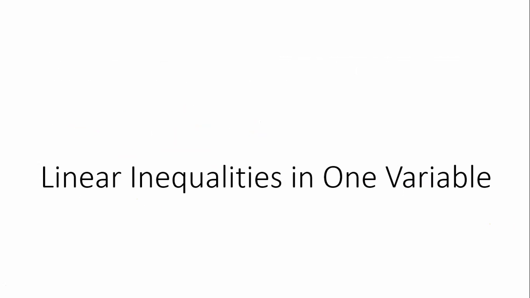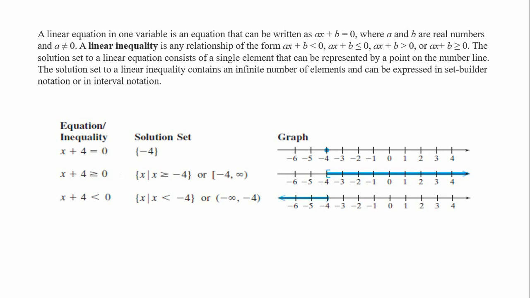First thing we're going to talk about is linear inequalities in one variable. A linear equation in one variable is an equation that can be written as ax plus b is equal to 0. We've seen that before, where a and b are real numbers, and a is not equal to 0. A linear inequality is any relationship of the form ax plus b less than 0, ax plus b less than or equal to 0, ax plus b greater than 0, or ax plus b greater than or equal to 0.